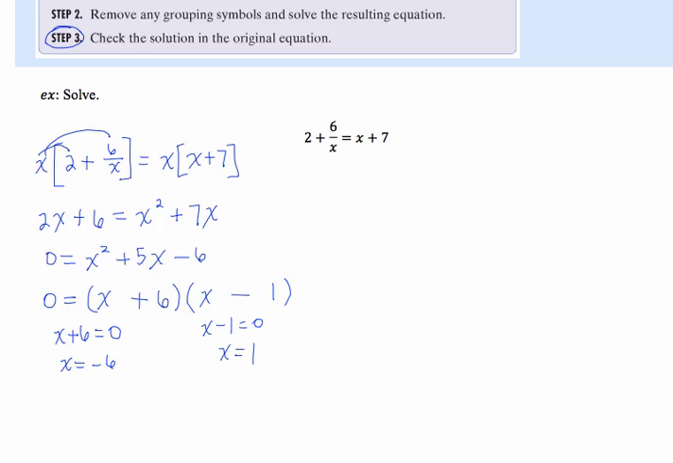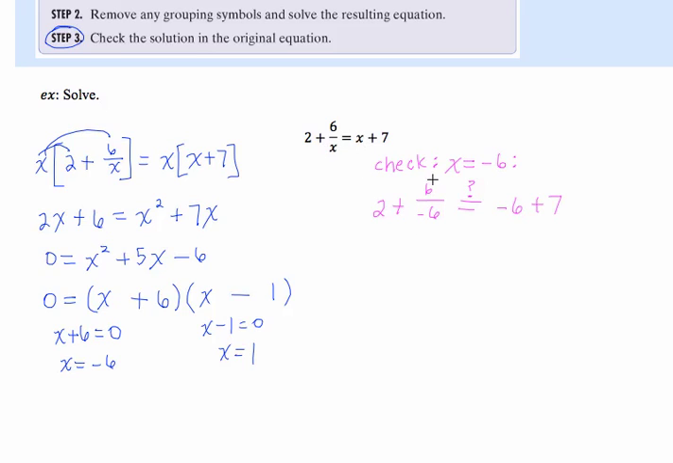Okay, and label which one you're checking, be real organized here. So we're going to check, and I recommend even writing the word check. Let's first check x equals negative 6. So what you want to check it in is the original equation. So we're going to plug it in up here. We'll have 2 plus 6 over negative 6. The question is, does that equal, question mark, negative 6 plus 7? So we plugged in the negative 6 for x here and here.